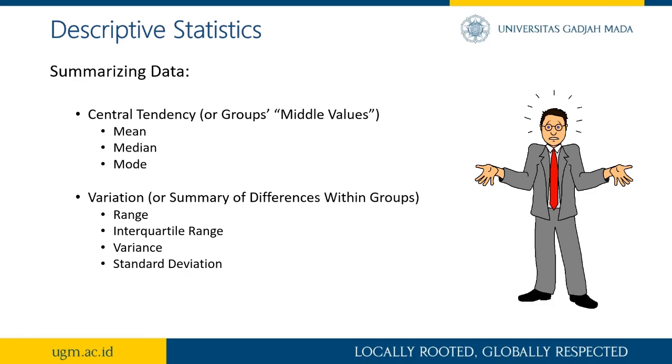According to this descriptive statistic, I will try to explain the summarized data, and I divide it into two sections. The first is about the general tendency for the middle value, that is the median, mean, and mode. In the second part, I will explain the variation, the summary of difference within the group. That is the range, interval range, variance, and standard deviation.